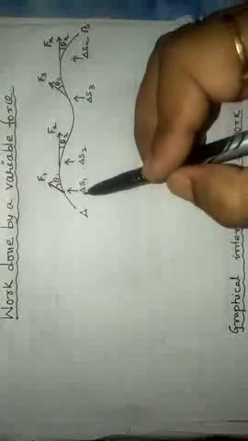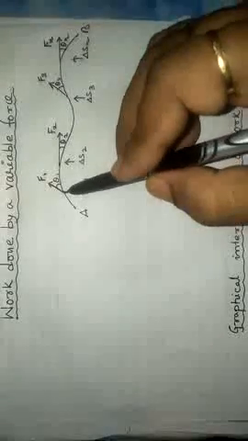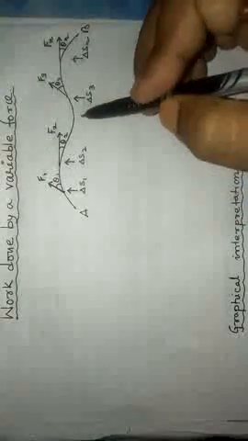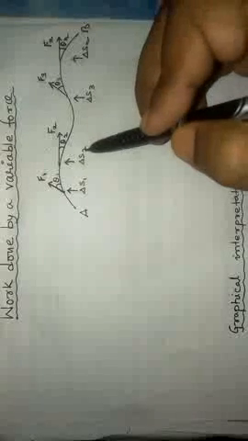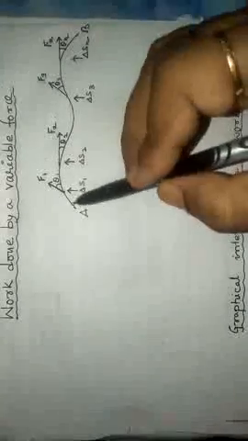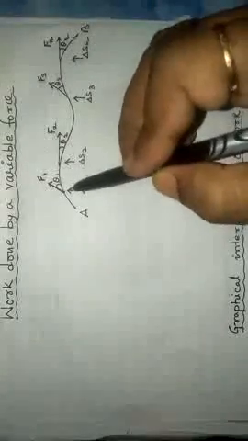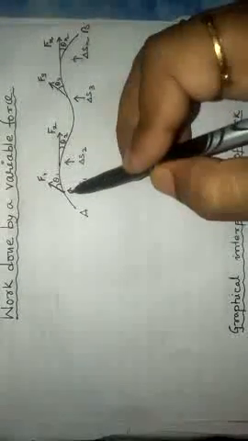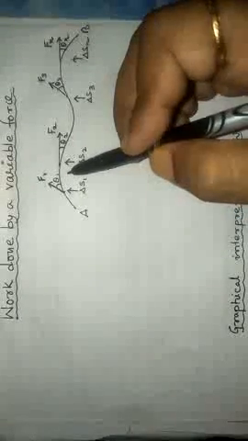Now let the whole path AB be divided into small segments. The small segments are delta S1 here, delta S2, delta S3, and there are many segments, and the last one is delta Sn. Assume that these segments are so small that the force practically remains constant over each of them.